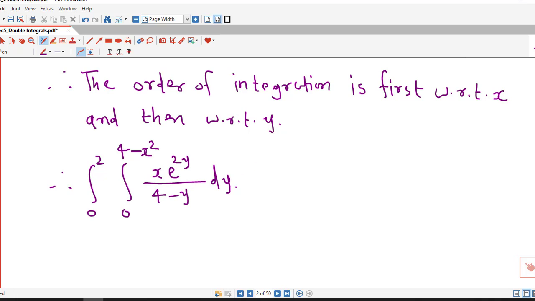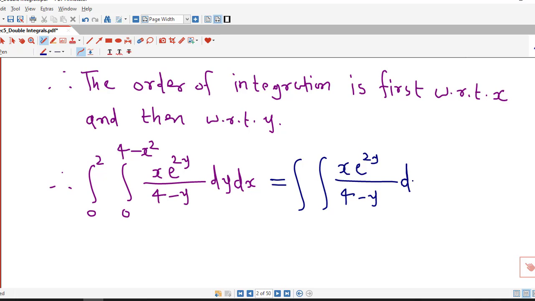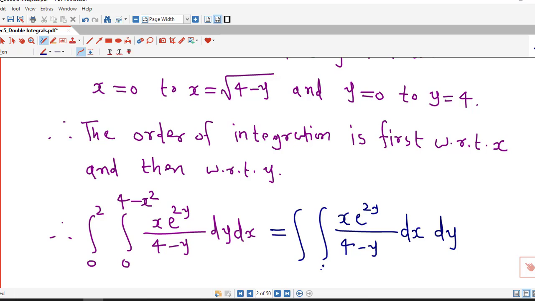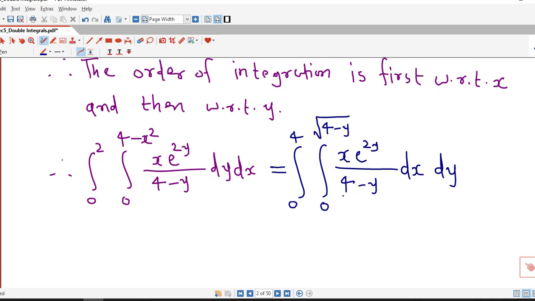So this was the given double integral, and after changing the order of integration our function is x e raised to 2y over 4 minus y. Now we have reversed the order of integration, so instead of dy dx we write dx dy, and limits of x are from 0 to square root of 4 minus y, and y is from 0 to 4. So this is the double integral obtained after changing the order of integration from dy dx to dx dy.